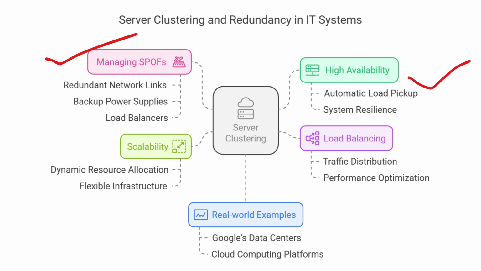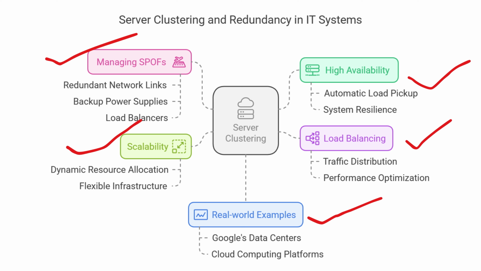The benefits of server clustering are that it provides high availability as there is no single point of failure. It also provides load balancing as it spreads workloads across multiple servers. And scalability, as more servers can be added as demand grows. Real-world examples of clustering are Google's data centers, and cloud computing platforms like AWS, Azure, and Google Cloud use clustering for massive scalability. In today's digital world, downtime can mean huge financial losses.